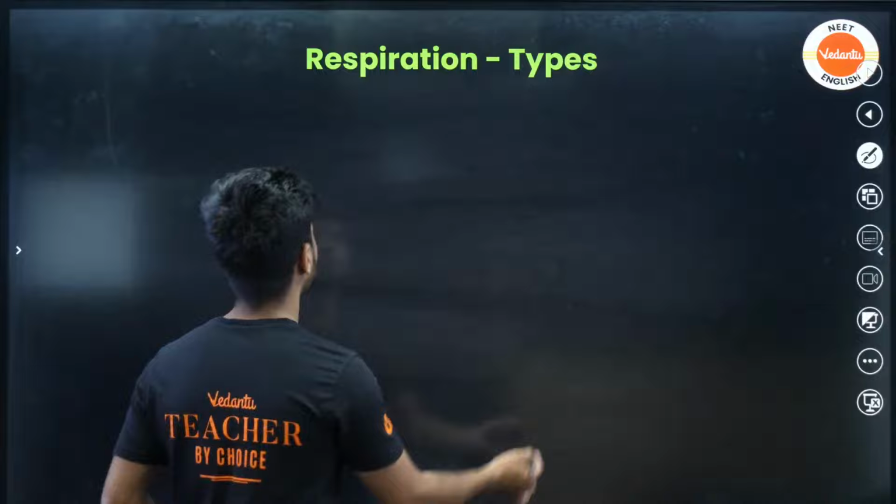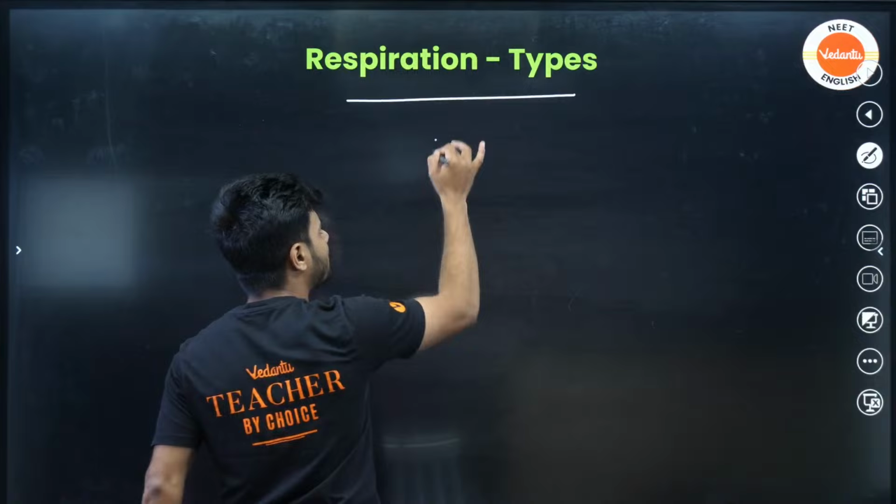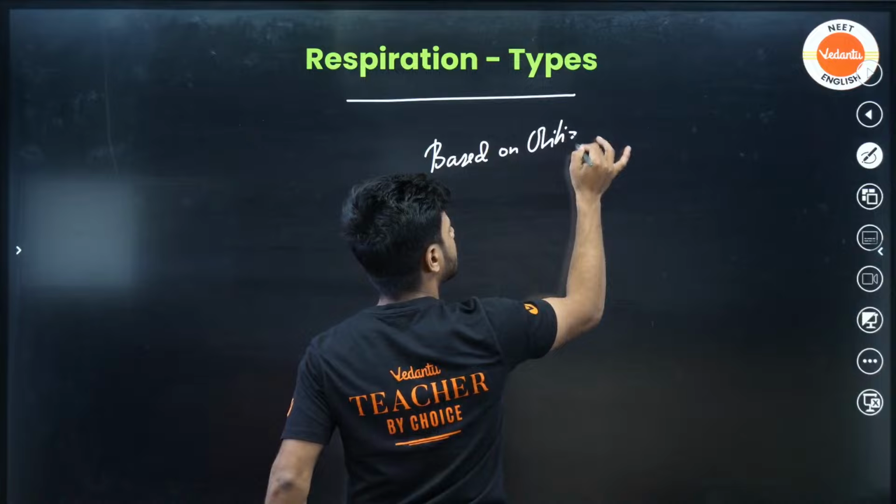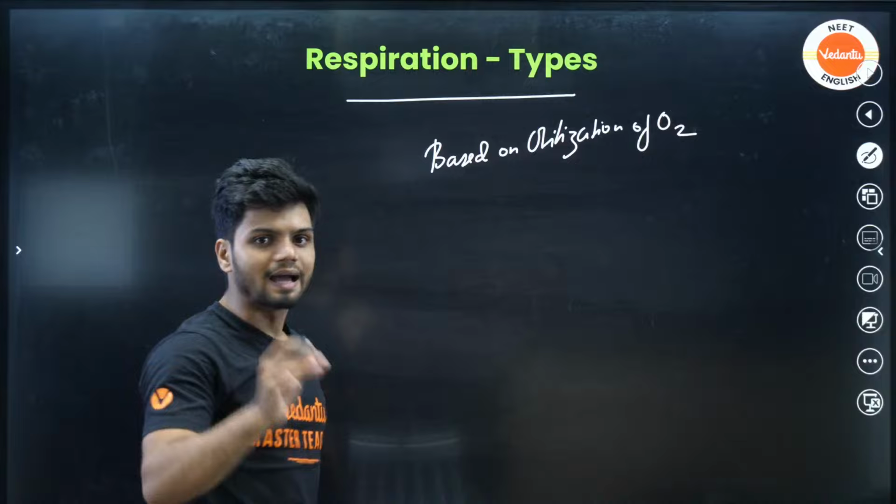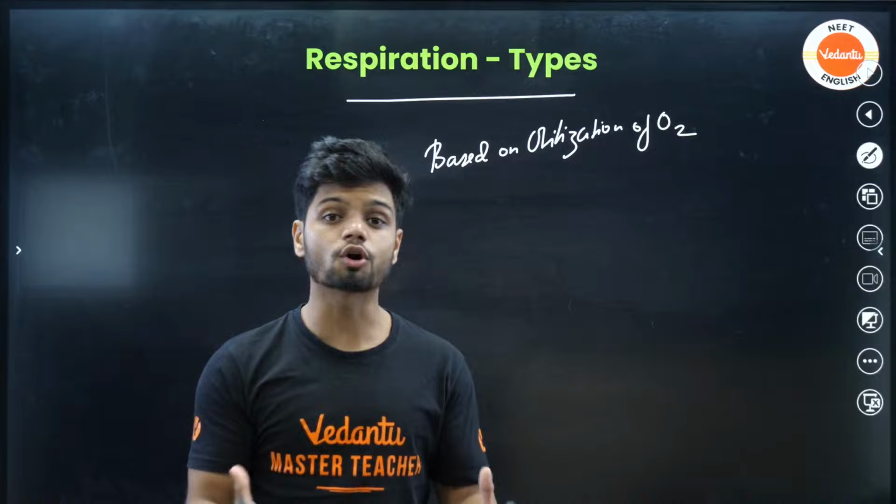Now, let me talk about types of respiration. The types of respiration are mainly based on the utilization of oxygen. The entire respiration can be divided based on the presence or absence of oxygen.